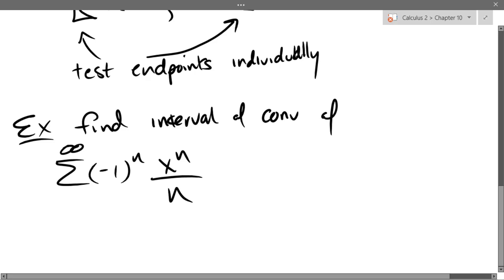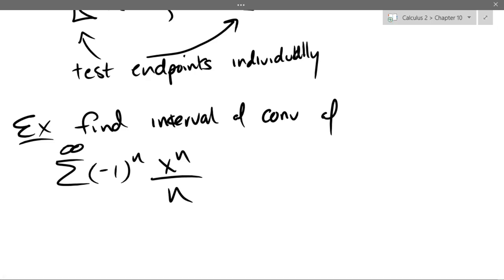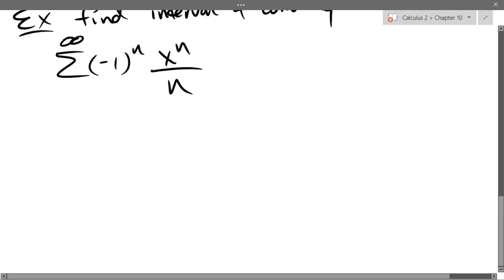So what test did I say we're going to use all the time in power series? Root and ratio. So we're going to go ratio test. So apply the ratio test right now.